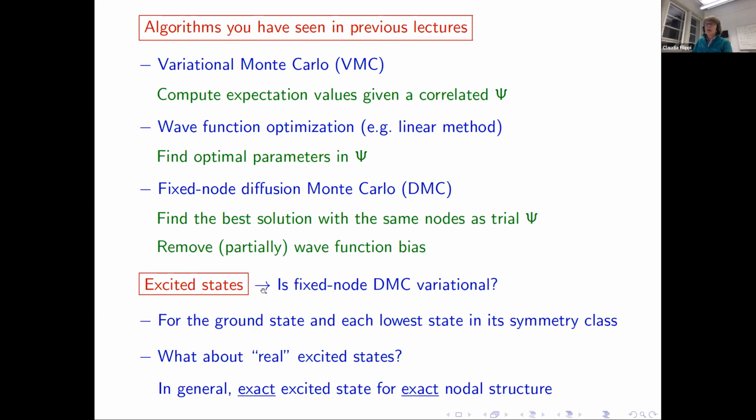Okay, so here we are going to talk about excited states, and of course the question is whether diffusion Monte Carlo is variational. What we know is that diffusion Monte Carlo is indeed variational for the ground state and for the lowest state in each symmetry class. So if you're doing a singlet of a given symmetry class, or a triplet, you're going to be variational. But if you're really doing a real excited state, so one that's not the lowest in a symmetry class, the only thing is that you have the exact solution if you have the exact nodes. So you may expect that the impact of the nodes will be even more relevant for excited states.